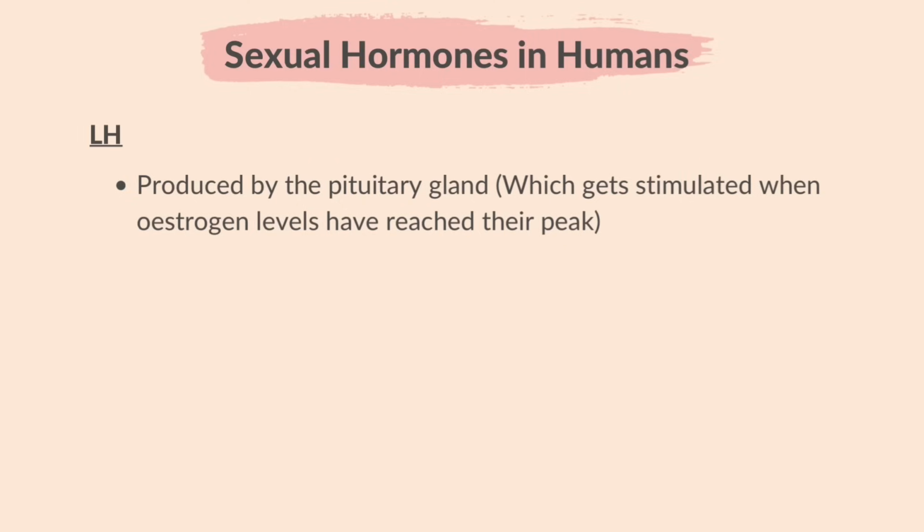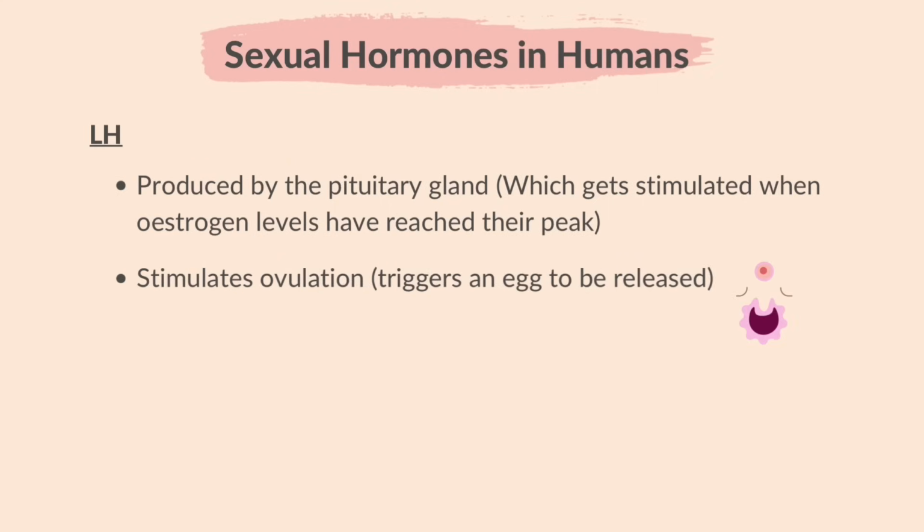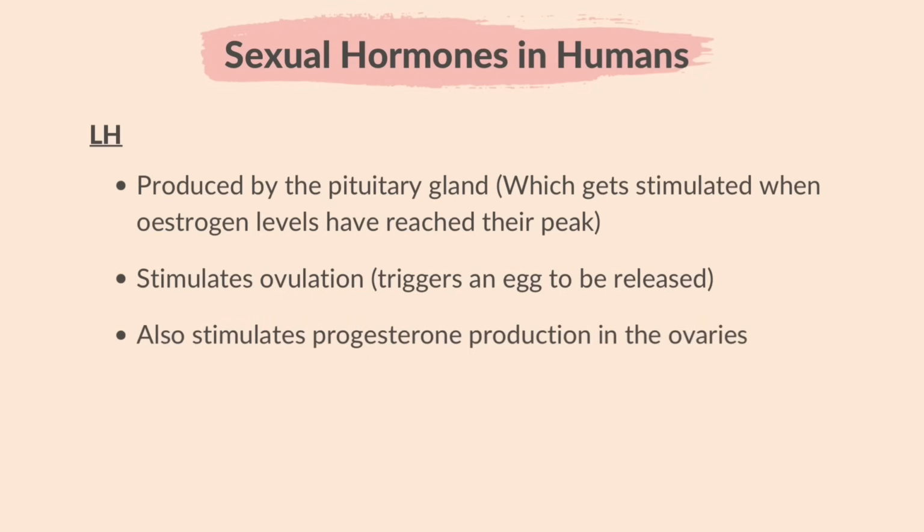LH is produced in the pituitary gland. When estrogen levels have reached their peak, it stimulates the pituitary gland to release LH. It stimulates ovulation, that is, it triggers an egg to be released. It also stimulates progesterone production in the ovaries.